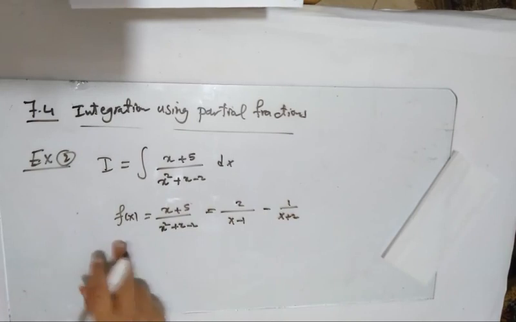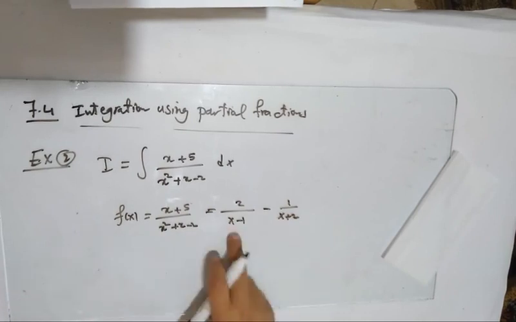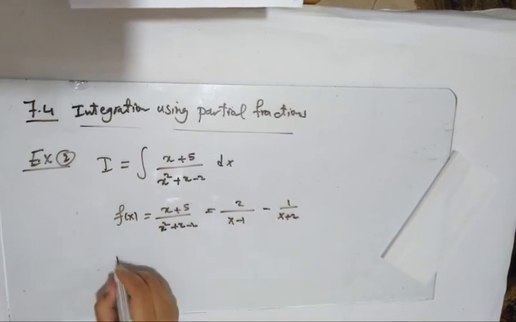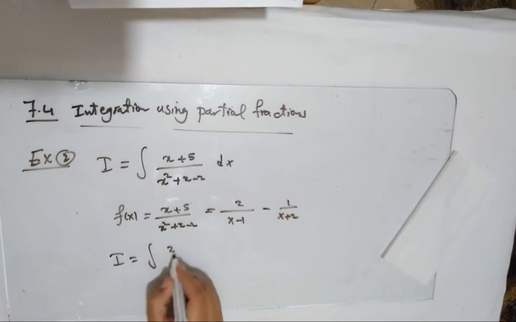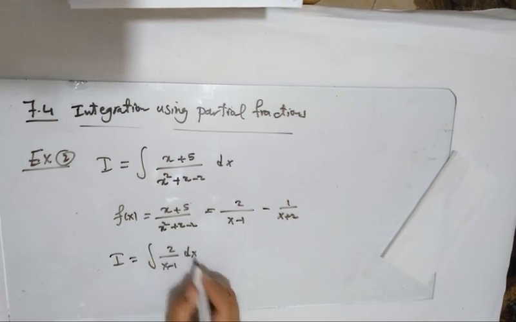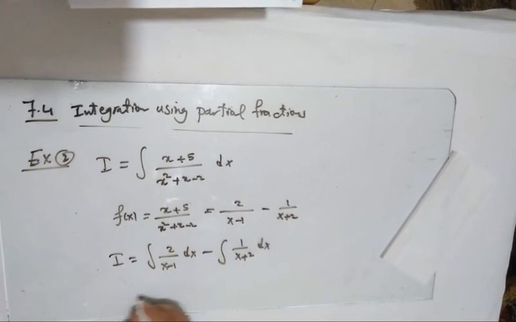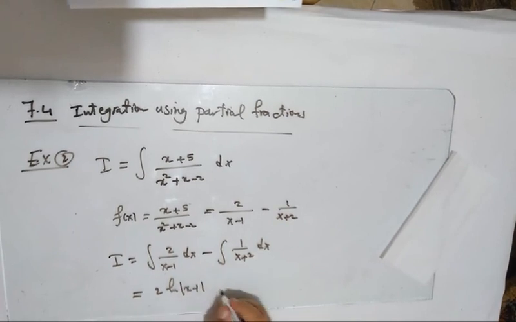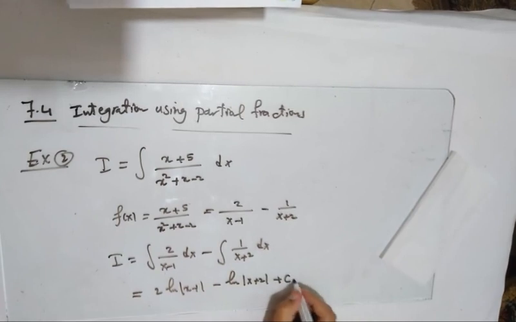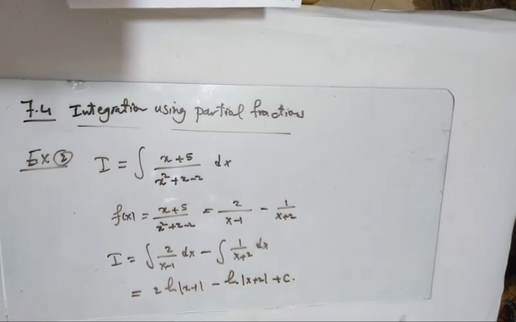So to integrate f of x, it's the same as integrating this sum. So it will be the integration of 2 over x minus 1 with respect to x minus the integration of 1 over x plus 2 dx, which is 2 times ln absolute value of x minus 1 minus ln absolute value of x plus 2 plus constant. Okay, we still have another example.